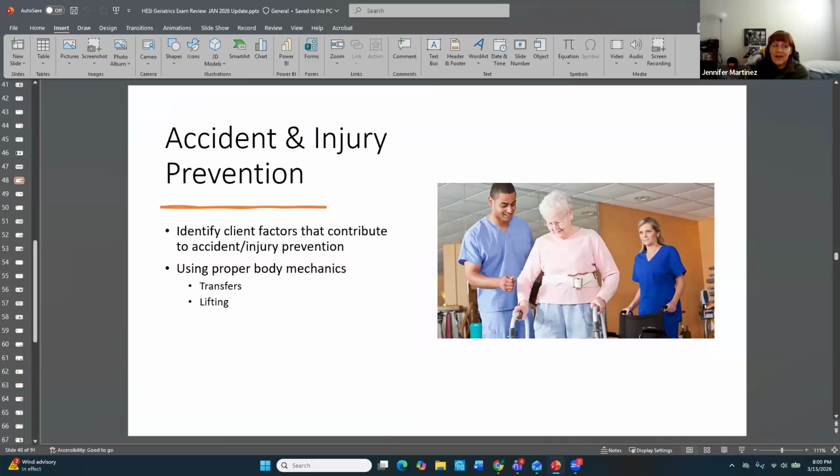So identifying client factors that contribute to accident or injury prevention. So lots of those in the older adults. Always use your proper body mechanics for transfers as well as lifting.